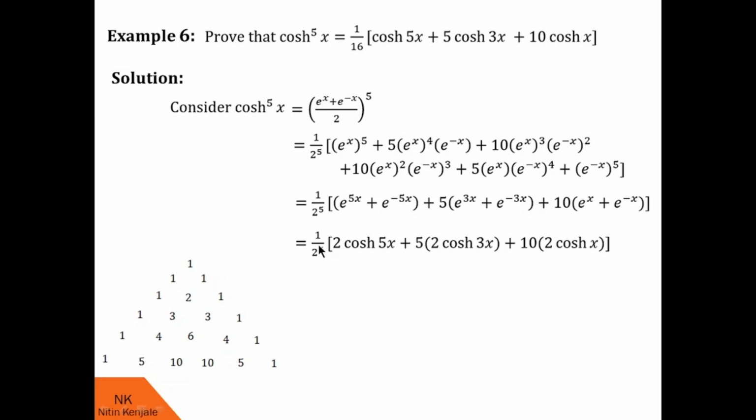Now let us take 1 by 2 from this outside constant and divide it into this inside expression. So we will have 1 by 2 raised to 4 into cosh 5x plus 5 into cosh 3x plus 10 into cosh x. This is the required RHS. I hope guys you understood how to find out expansion of higher powers of hyperbolic functions. In my next video, we will see more examples on hyperbolic functions. Till then, keep watching. Thank you all of you.